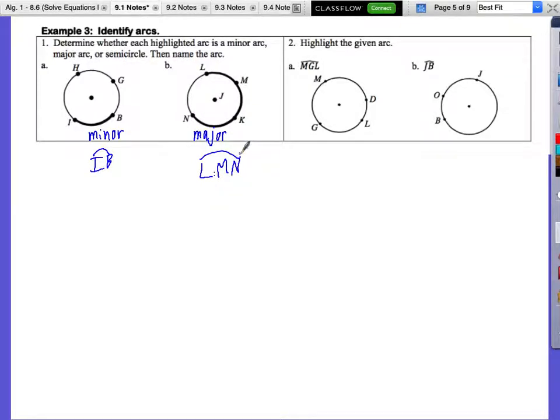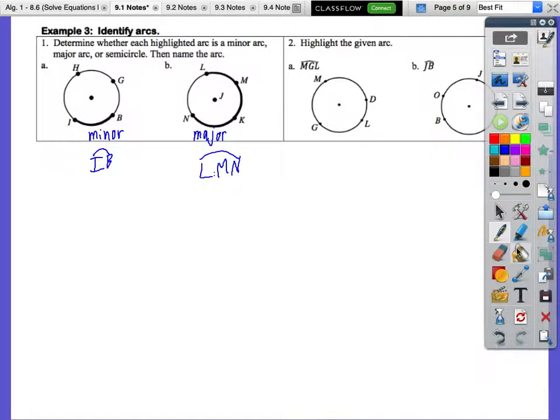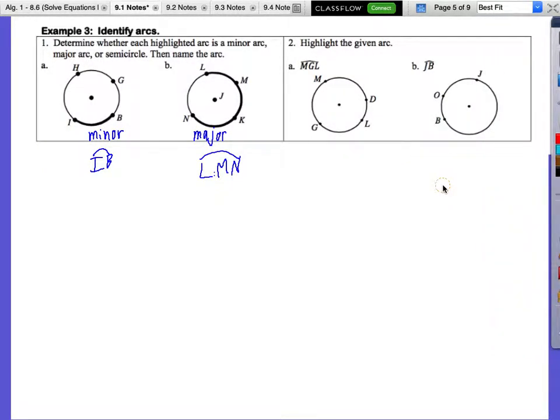Okay, on 2, highlight the given arc. Okay, so somebody want to come up here and highlight arc MJL. Okay, I'll let Kaylee Clark do this one.